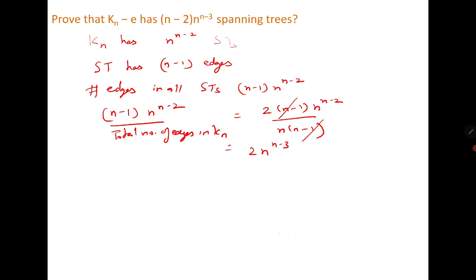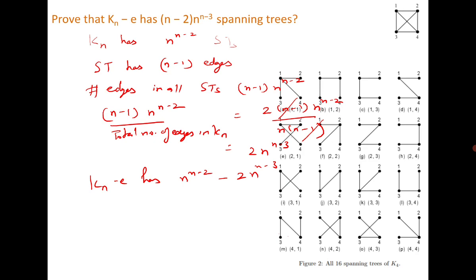And now we are done, because we know the total number of the spanning trees and the number of the spanning trees containing E, and therefore Kn minus E has n raised to the power n minus 2 minus 2n raised to the power n minus 3 spanning trees.